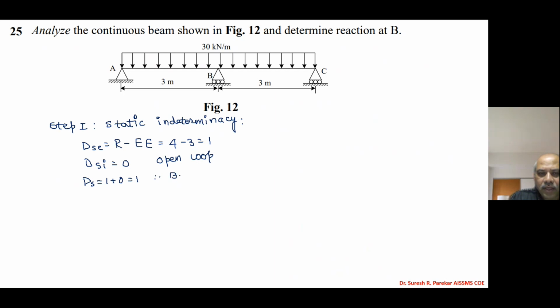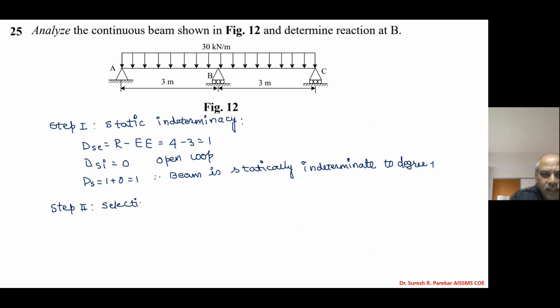Therefore the beam is statically indeterminate to degree 1. Then we have the second step, step 2: selection of redundant.